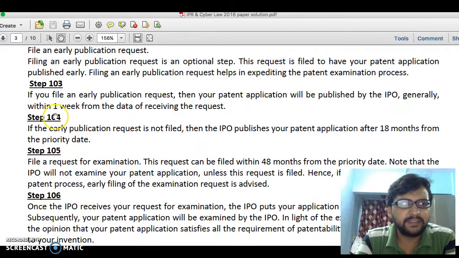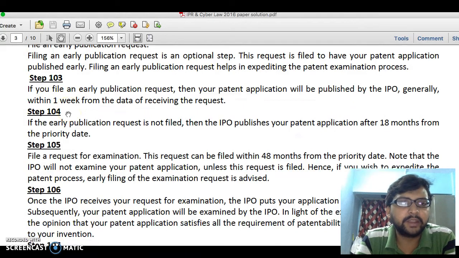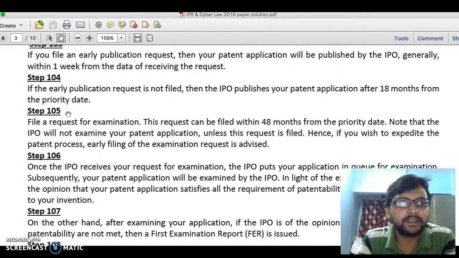Next step: if you file an early publication request, your patent application will be published by the IPO within 1 week, and at maximum it goes up to 1 month. Then, if the early publication request is not filed, it takes a maximum of 18 months. It is possible your application might be published before 18 months, like within 6 or 8 months.